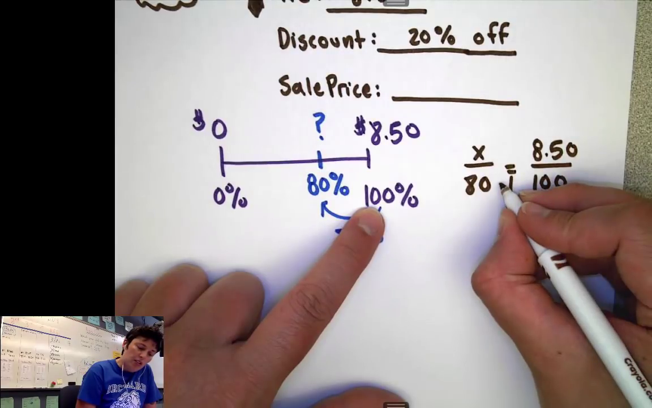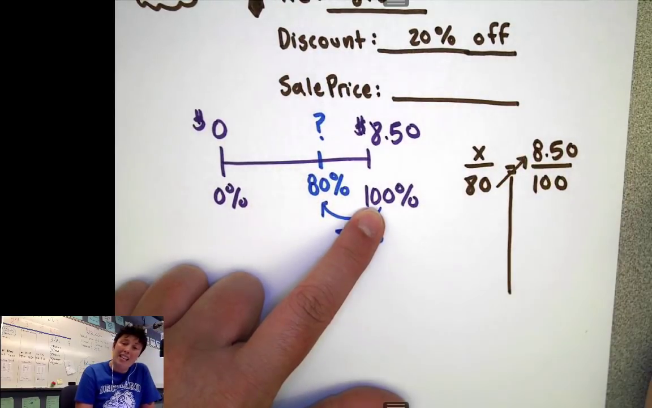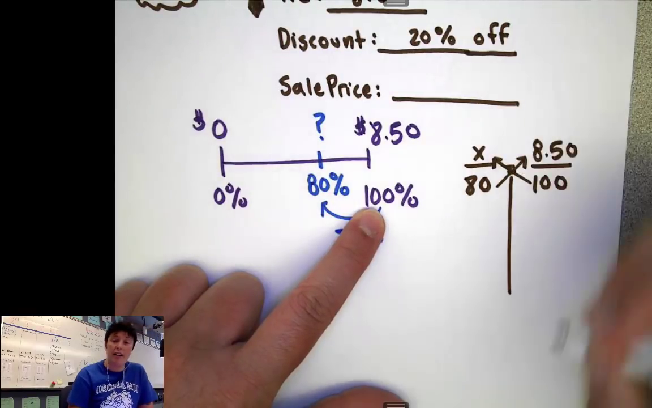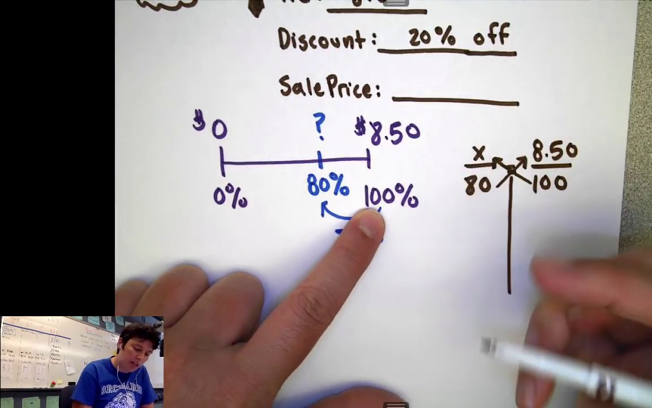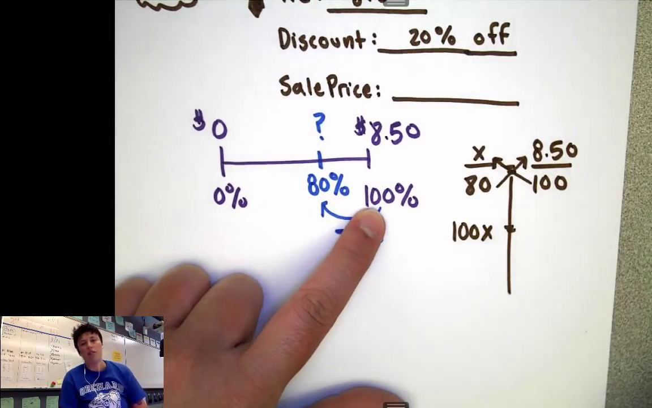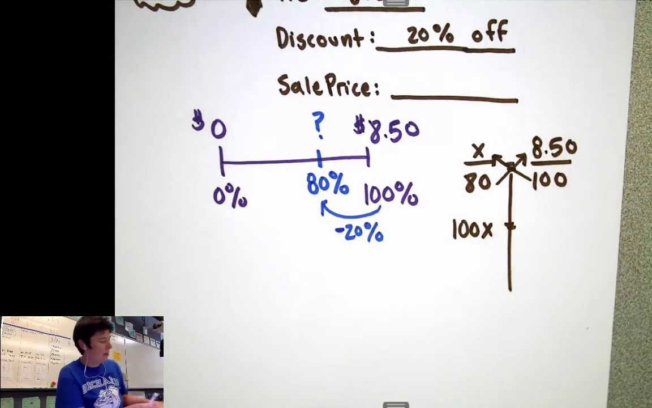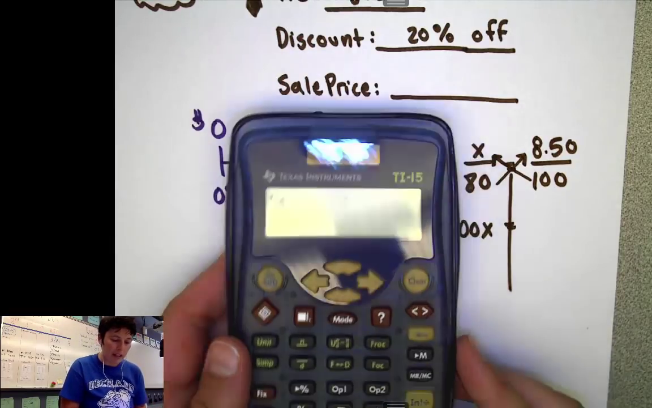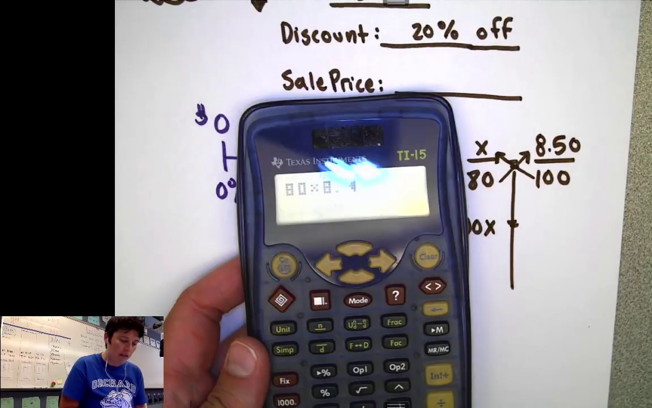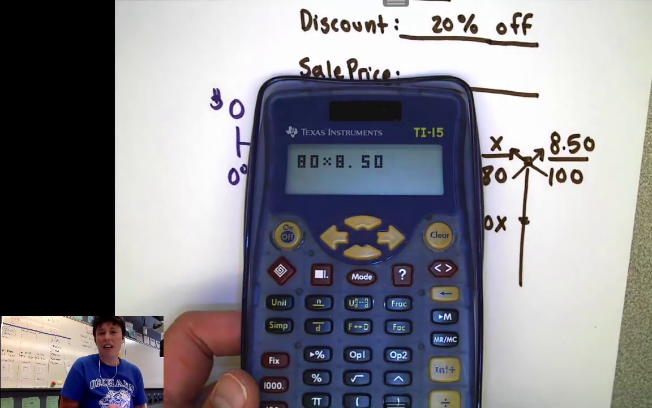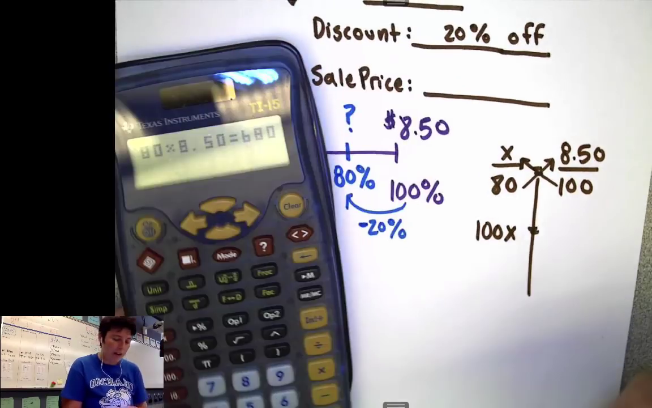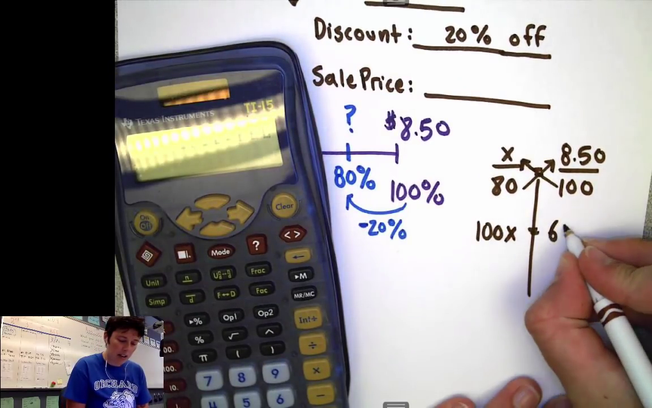So my strategy is cross multiply. I'm going to do 80 times $8.50, and I'm going to do 100 times x. 100 times x, I can figure that out. That's 100x. 80 times $8.50, I'm going to need a calculator. So let's grab a calculator, and let's put in 80 times $8.50, and let's see what we end up with. Not bad, it's 680. So I'm going to write 100x equals 680.